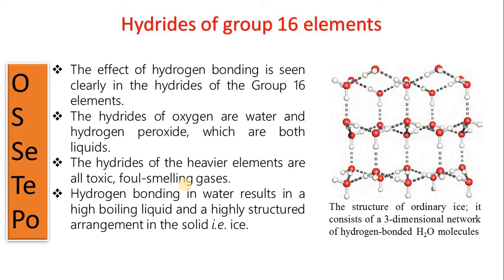And this is the structure of ice, in which you can see the oxygen in red color and the hydrogen in white color. The solid bonds are the usual covalent bonds, and the dotted bonds are the hydrogen bonds. So every oxygen is surrounded by 4 hydrogen atoms in a tetrahedral arrangement. 2 are covalently bonded and 2 are hydrogen bonded. So the structure of ordinary ice is a 3-dimensional network of hydrogen bonded water molecules. So the hydrogen bonding gives a 3-dimensional structure to the water in the ice.